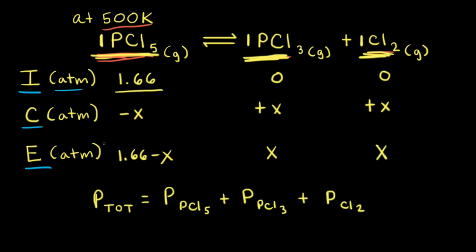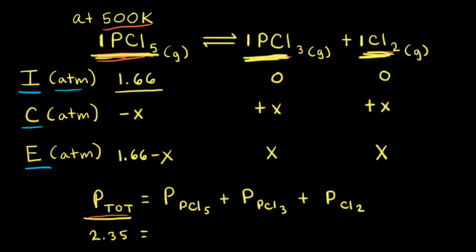To figure out what X is, we're going to use Dalton's law. And Dalton's law says that the total pressure of a mixture of gases is equal to the sum of the individual partial pressures of the gases in the mixture. So we said that the total pressure of all the gases at equilibrium is equal to 2.35 atmospheres. So we can plug that into Dalton's law.